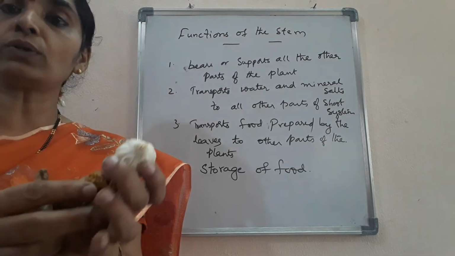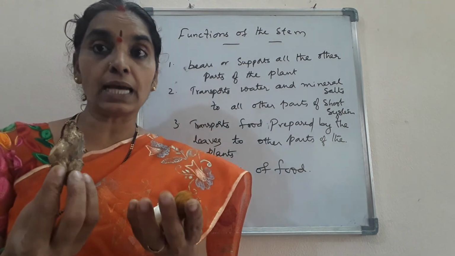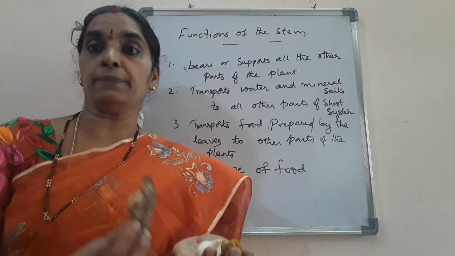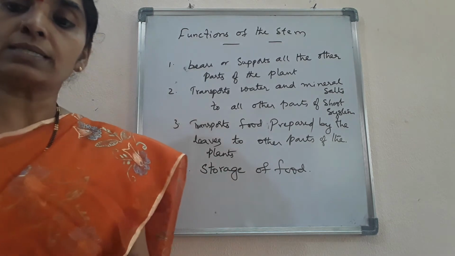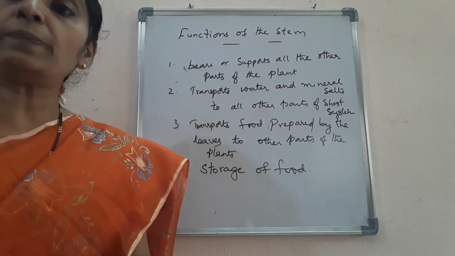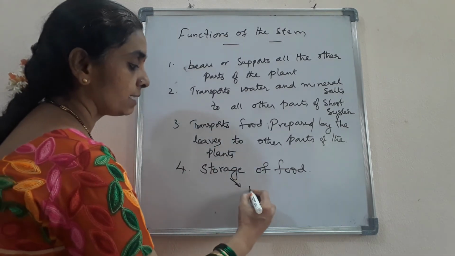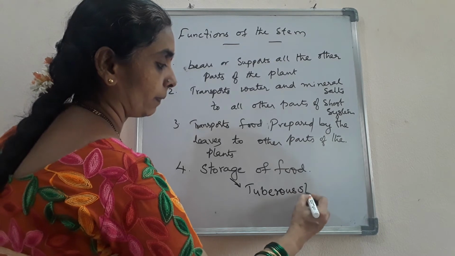You may think that they are roots, because they are grown under the ground. You may think that they are roots. They are not roots. They are modified stems. The food is stored in their stem. Okay children? So they are called tuberous stems. What are they called? Tuberous stems.